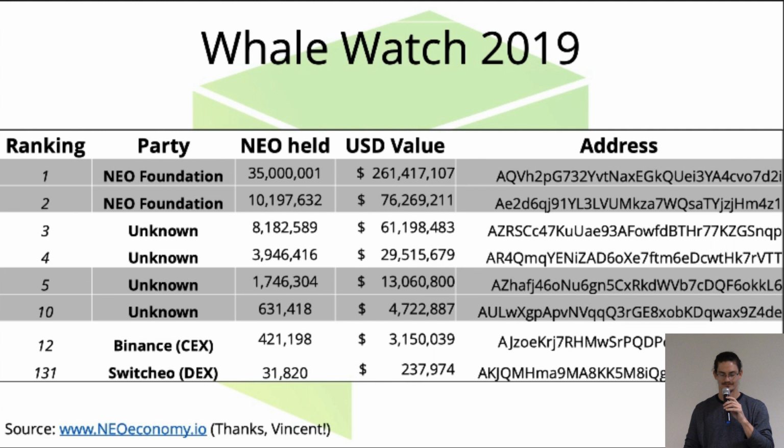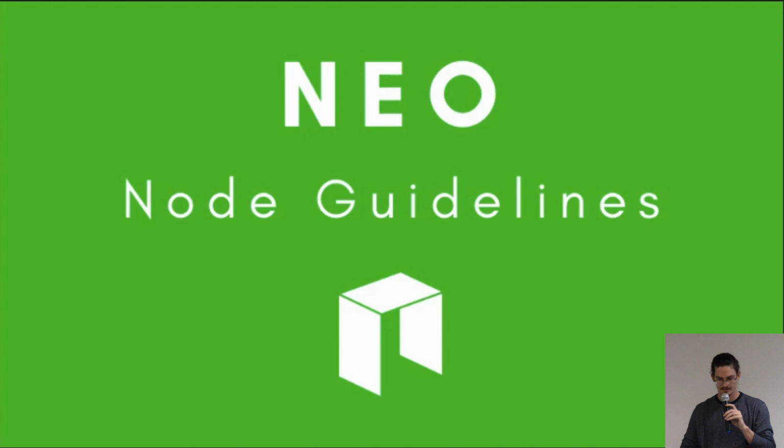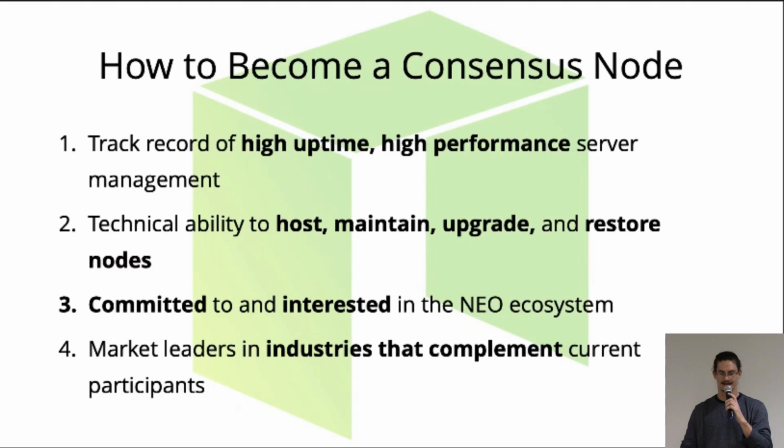To become a NEO node, a consensus node, NEO Global Development released information on how to do this in November of 2018. And it basically lists the requirements right here. You need to prove that you have high uptime and high performance of your server management, a technical ability to host, maintain, upgrade, and restore nodes. Then there also needs to be a vested interest and a commitment to the NEO ecosystem, particularly for the first 7 nodes. And then the consensus node hosts should be market leaders in industries that complement other projects in the NEO blockchain ecosystem.